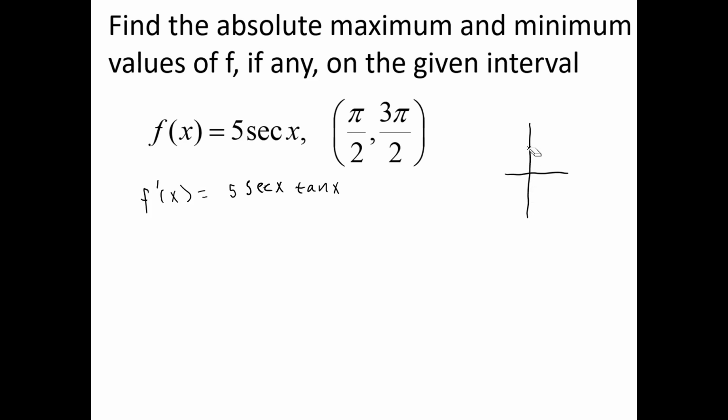And the secant is undefined at pi over 2 and 3 pi over 2 because the secant is 1 over the cosine. But the tangent at pi over 2 is fine. I'm sorry, it's undefined as well. But at pi, the tangent is 0. So there's no numbers that make the derivative undefined in this interval, and the only number that makes it 0 is pi. So we only have one critical number, right? Now, x equals pi is the only critical number.